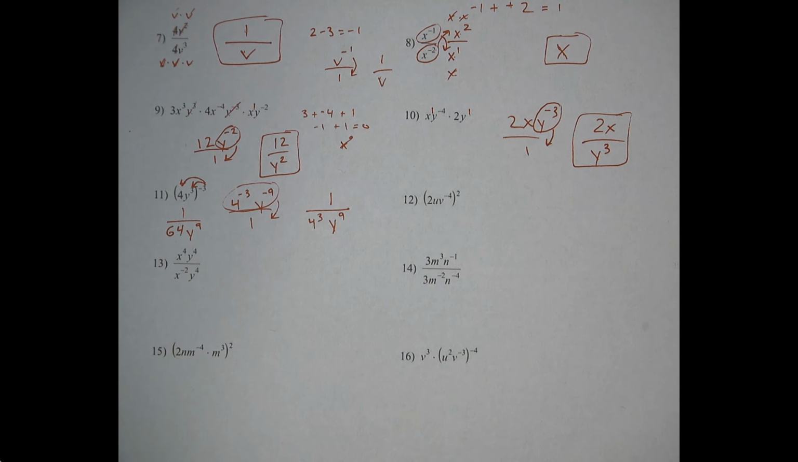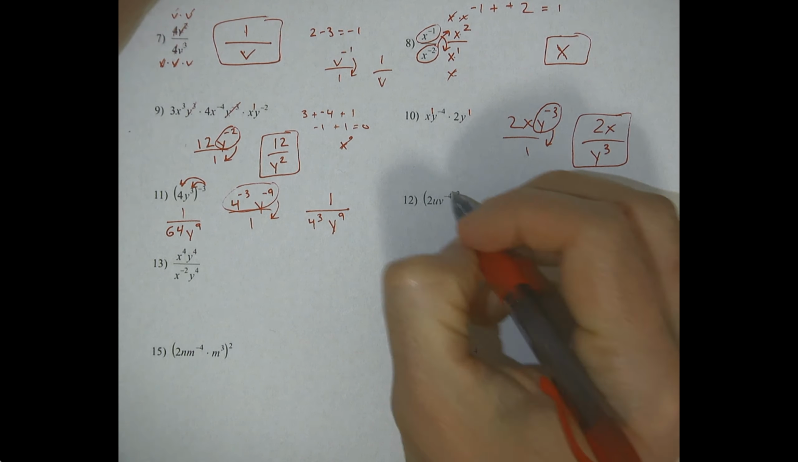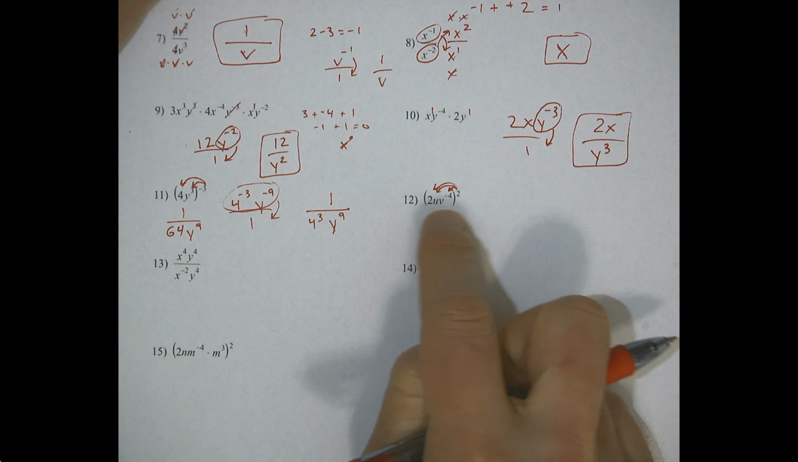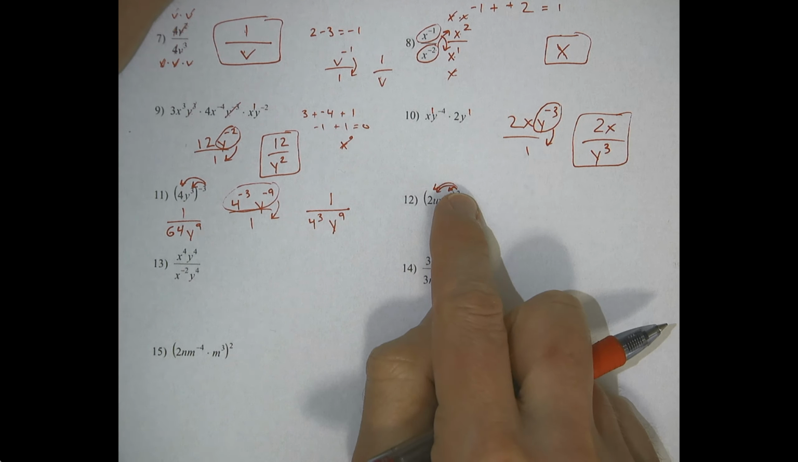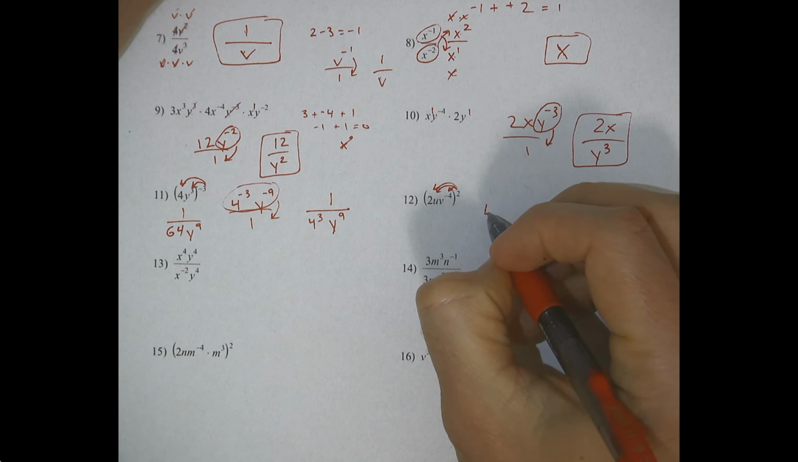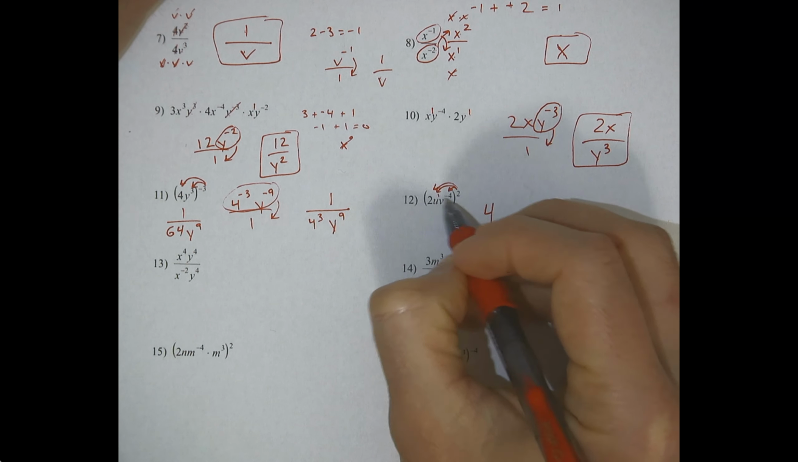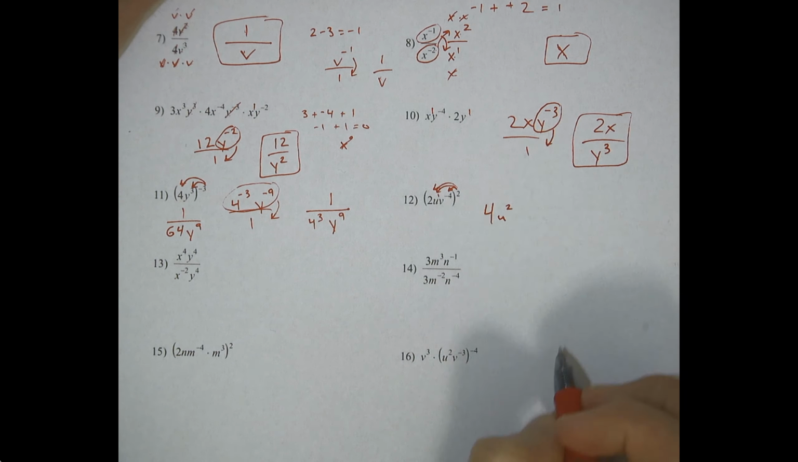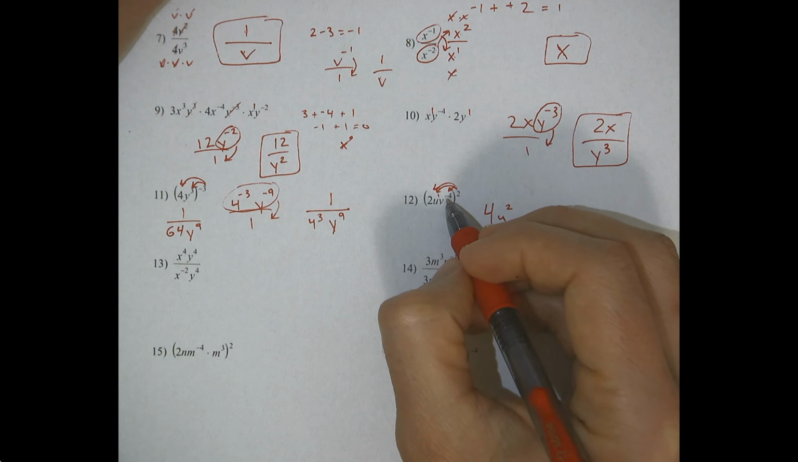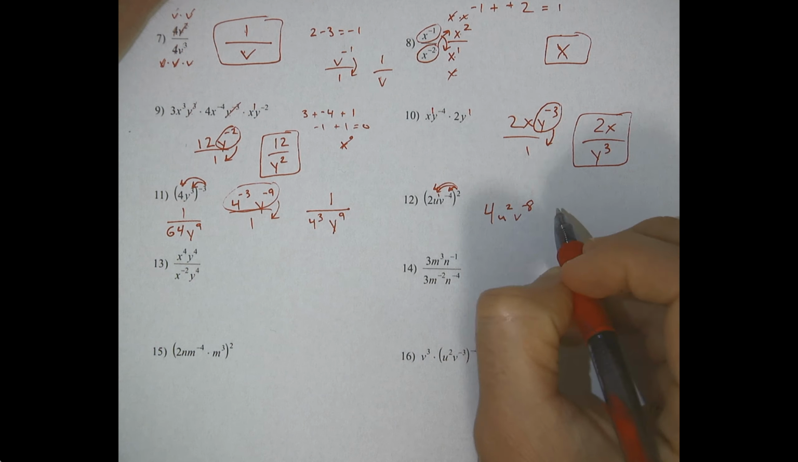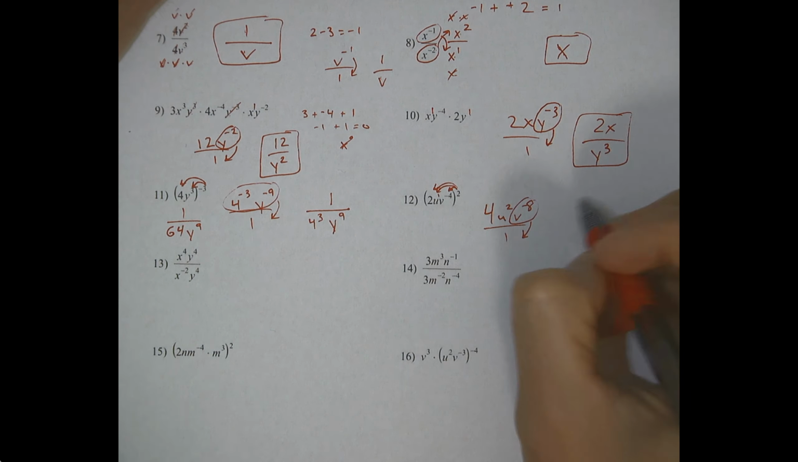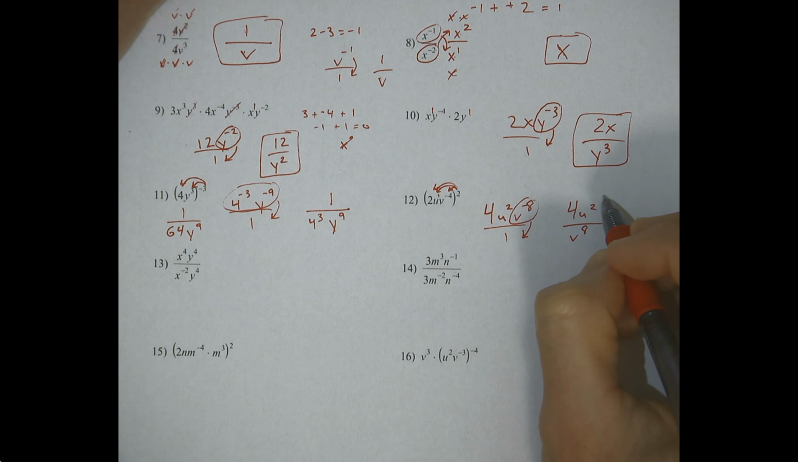Okay, number 12. Everything needs to get the 2. There's 3 different things in here that have to get it, the 2, the u, and the v. So 2 raised to the second is 4. This is u to the first. Power to a power you multiply, so that is u to the second. And when I multiply with v, I'm going to get v to the negative 8. That needs to be fixed, so imagine this over 1. V to the negative 8 has to go to the bottom to become positive, so my final answer is 4u to the second over v to the 8th.